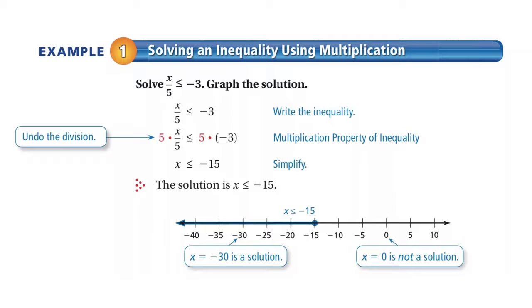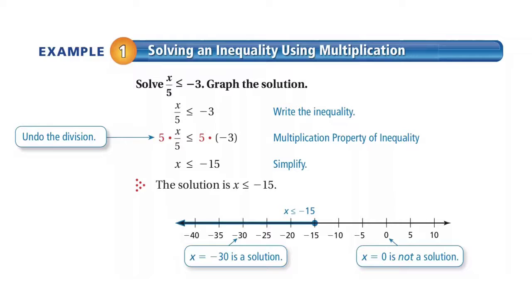For example 1, we have to solve this inequality. X divided by 5 is less than or equal to negative 3. So we want to get the variable by itself, x by itself. We were dividing by 5, so we multiply by 5. Of course, we have to multiply both sides by 5.